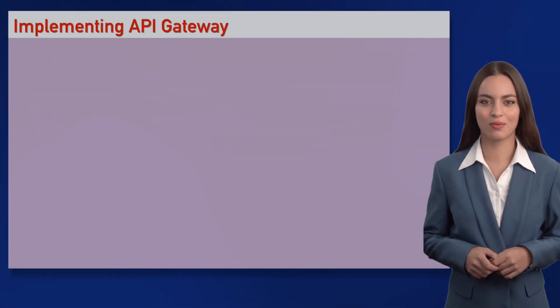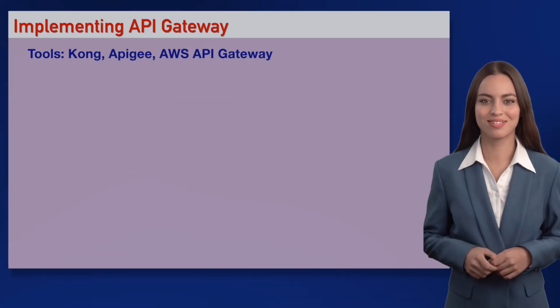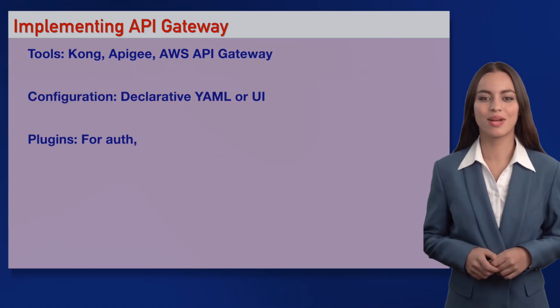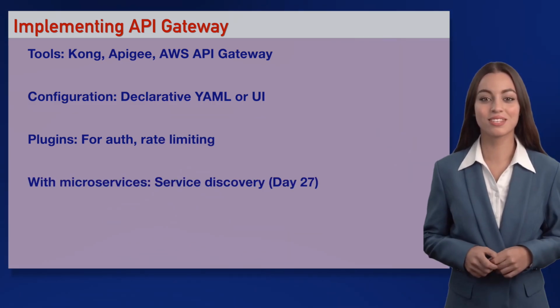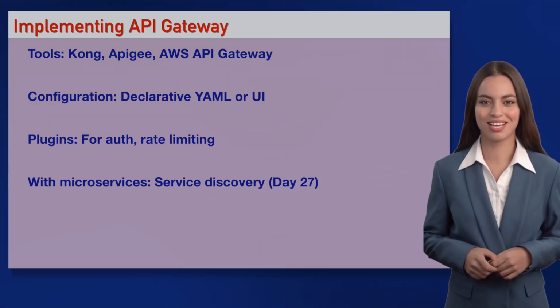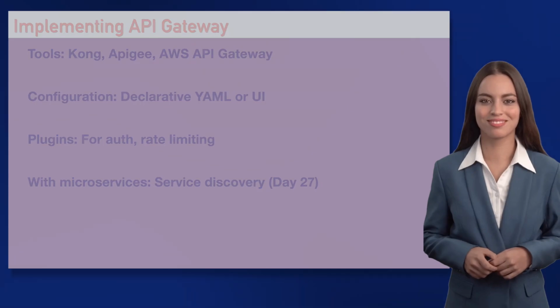Implementing API gateway. Popular tools include Kong for open-source flexibility, Apigee for enterprise features, or AWS API Gateway for cloud-native. Configure declaratively with YAML or through UI. Extend with plugins for authentication, rate limiting, and more. Integrate with Day 27 service discovery for dynamic backend routing in microservices.